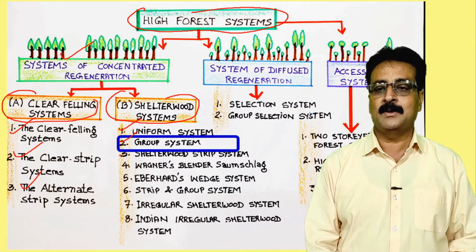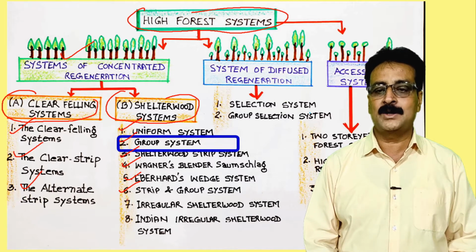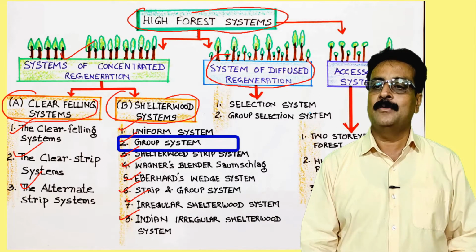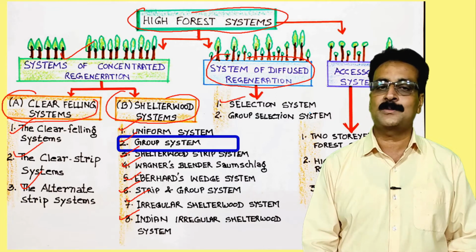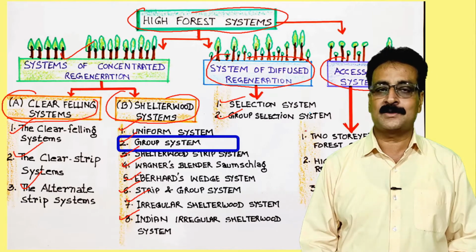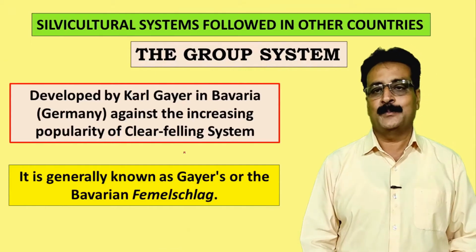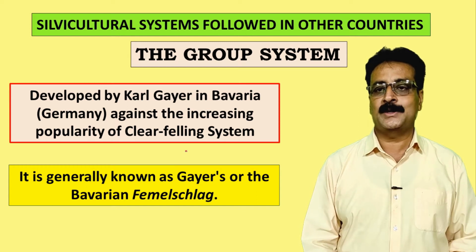Then in the coming lectures, we will study the shelterwood strip system, Wagner's Blendersaumschlag, Eberhard wedge system, strip and group system. And then we have two uneven-aged systems: the irregular shelterwood system and the Indian irregular shelterwood system. Under the uneven-aged system, that is the system of diffuse regeneration, we have the selection system and the group selection system, and the last one is the accessory system. We have three under this accessory system: the two-storied high forest system, high forest with reserve system, and improvement felling. So in this lecture we are going to study the group system.